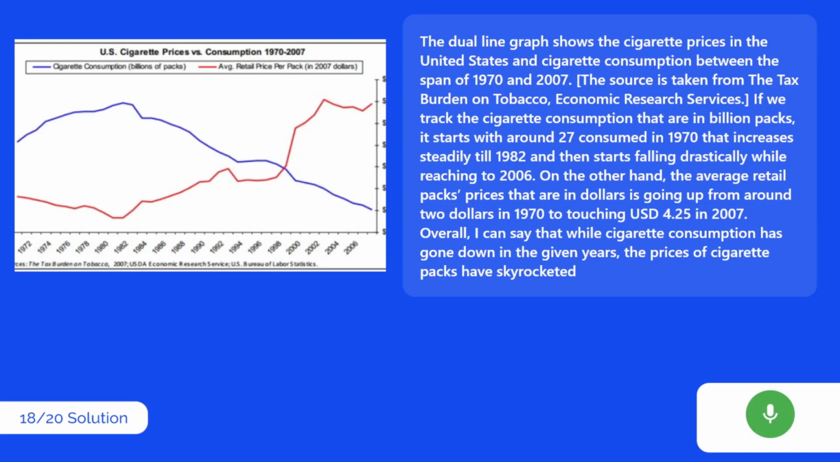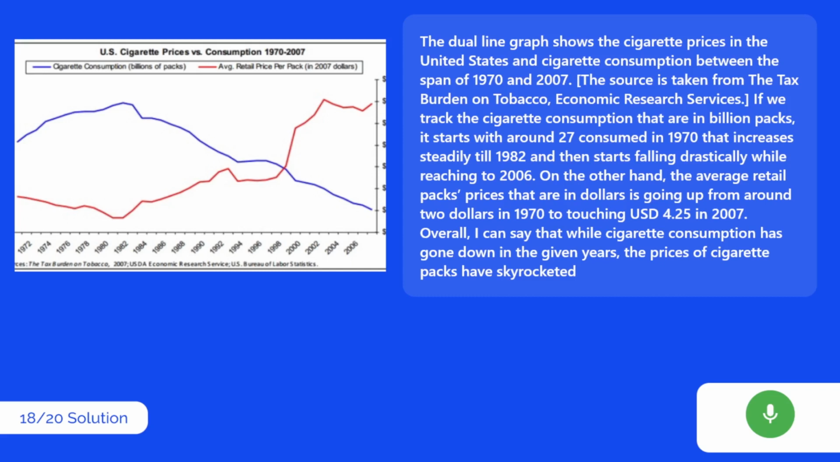The dual line graph shows the cigarette prices in the United States and cigarette consumption between the span of 1970 and 2007. The source is taken from the Tax Burden on Tobacco, Economic Research Services. If we track the cigarette consumption that is in billion packs, it starts with around 27 consumed in 1970 that increases steadily till 1982 and then starts falling drastically while reaching to 2006.